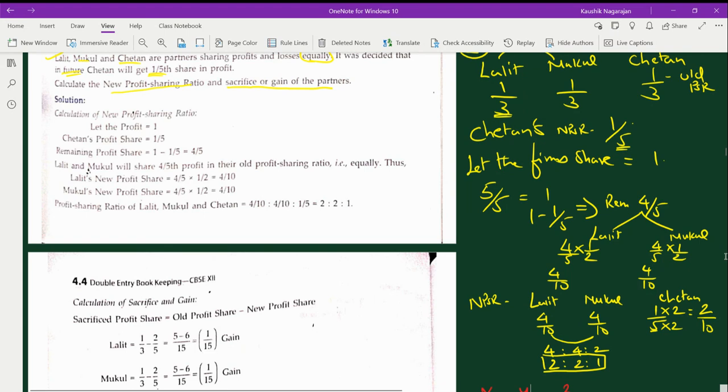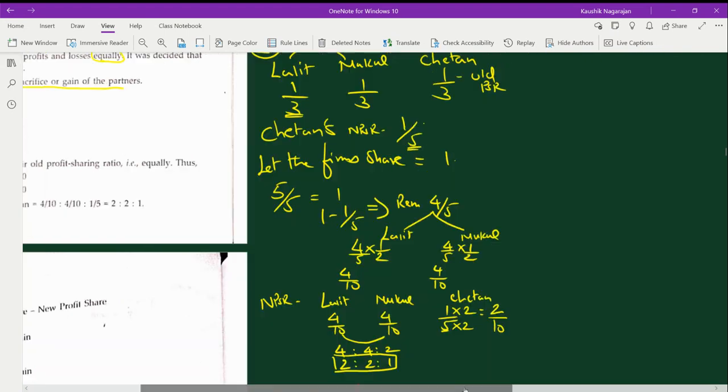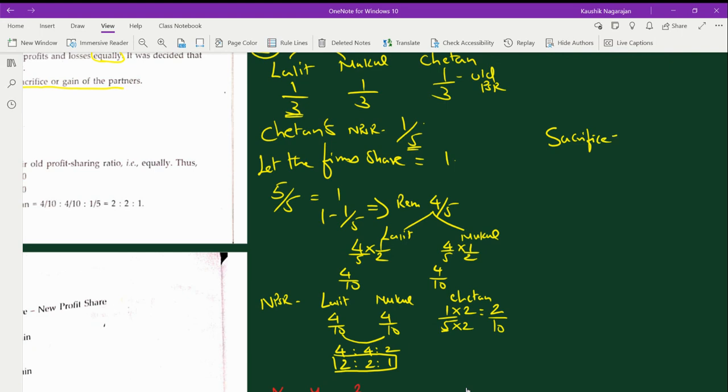So for finding out the sacrifice or gain of a partner, it's quite simple. Just substitute it in the formula. The formula for finding out sacrifice: sacrificing ratio is equal to your old ratio minus your new ratio. Please avoid using the shortcuts. Don't write SR is equal to OR minus NR. Write it completely. So the sacrificing ratio you are first going to find out for Lalit.